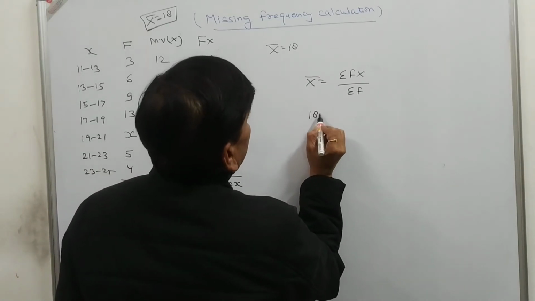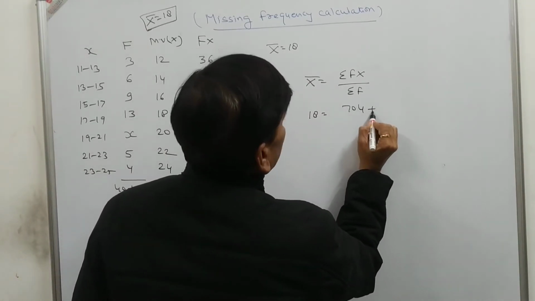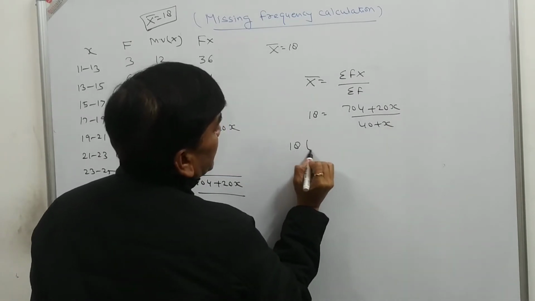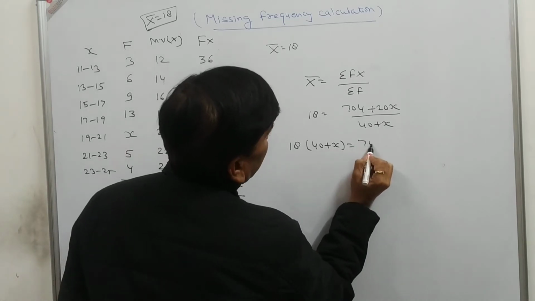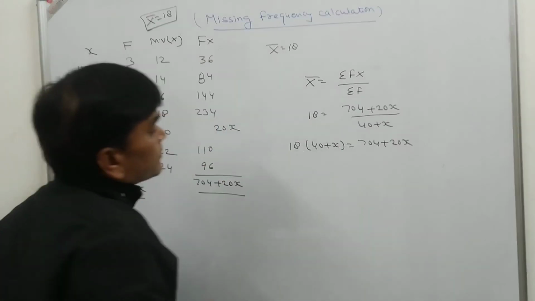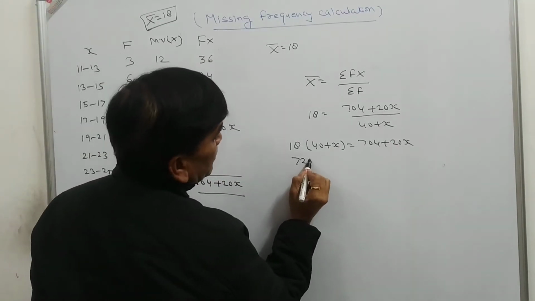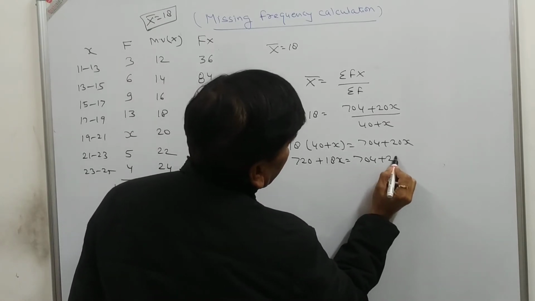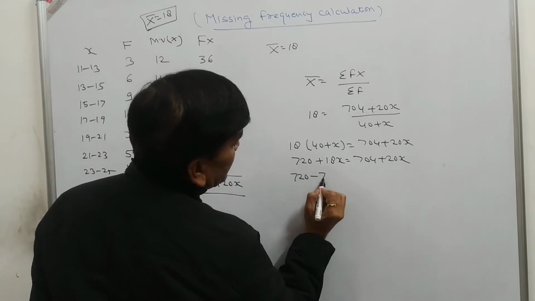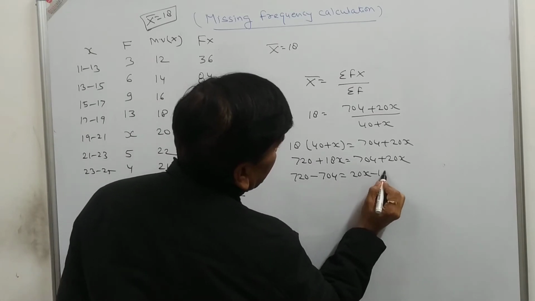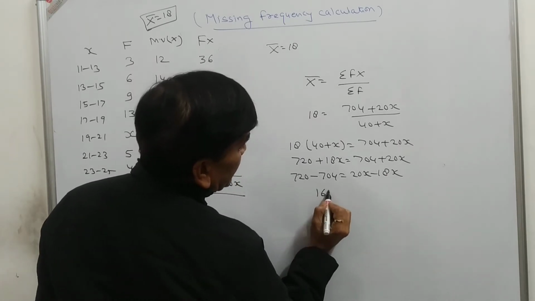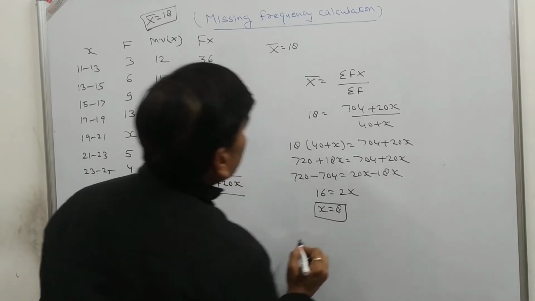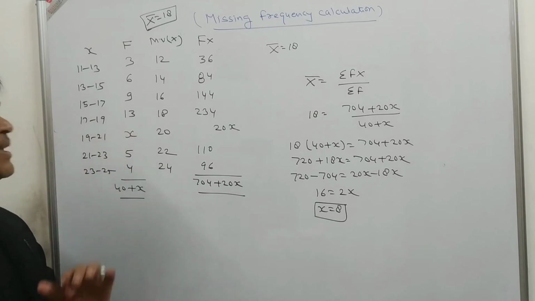So the value of x bar is equal to 18, that is 704 plus 20x divided by 40 plus x. So 18 multiplied by 40 plus x is equal to 704 plus 20x. So 720 plus 18x is equal to 704 plus 20x. 720 minus 704 is equal to 20x minus 18x. So that is 16 is equal to 2x. So the value of x is equal to 8. It means the missing frequency is 8.